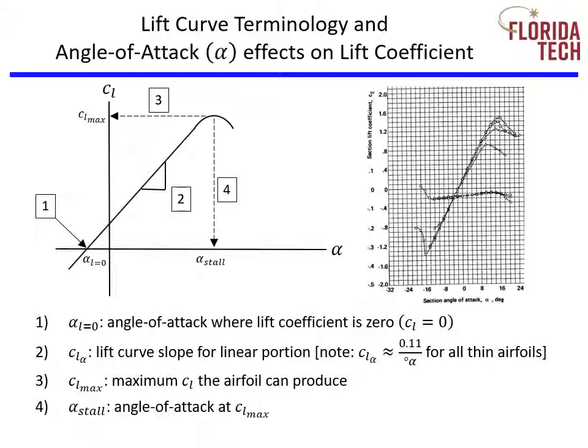Third, just prior to stall, the airfoil reaches a maximum lift coefficient, and this is denoted by CL max. Fourth, the corresponding angle of attack at maximum lift is alpha stall. The airfoil is stalled due to separation at this point. An increase in angle of attack after this point causes a decrease in lift. Note that after stall, lift is not necessarily zero, it's just reduced.